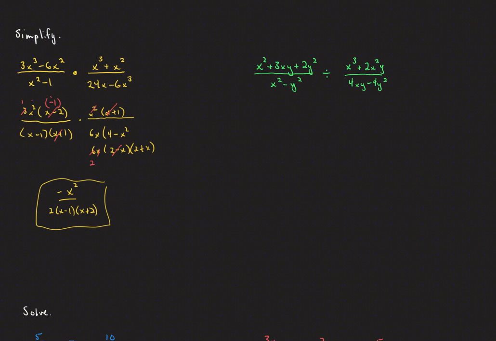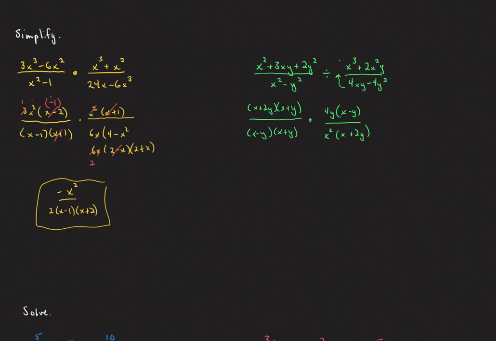Now we have a division, so we're going to multiply by the reciprocal. Let's start by factoring. The numerator is going to factor into an x plus 2y and an x plus y. The denominator is the difference of two squares, so that will be an x minus y and an x plus y. I'm going to make this into a multiplication, so the denominator is going to become the numerator. We have a greatest common factor of 4y, and that will leave us with an x minus y. The numerator has a greatest common factor of x squared, which will leave us with an x plus 2y.